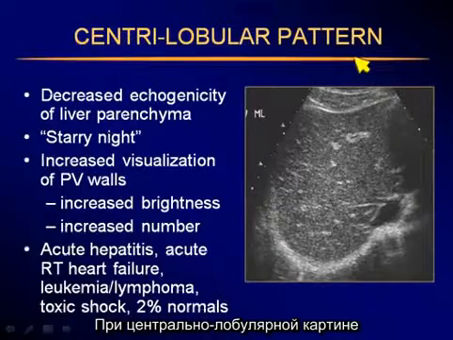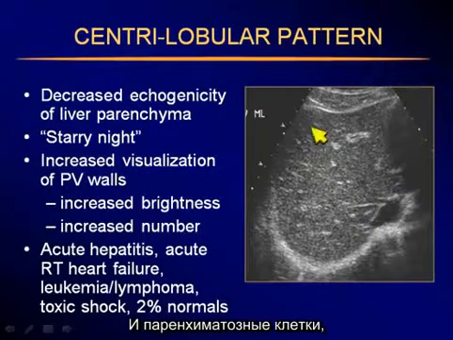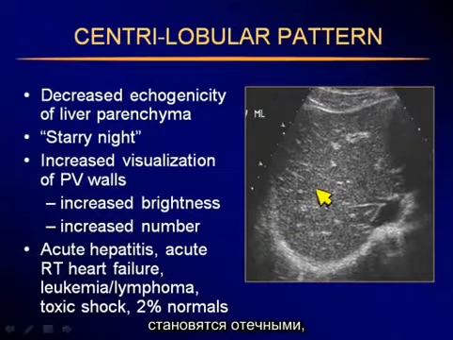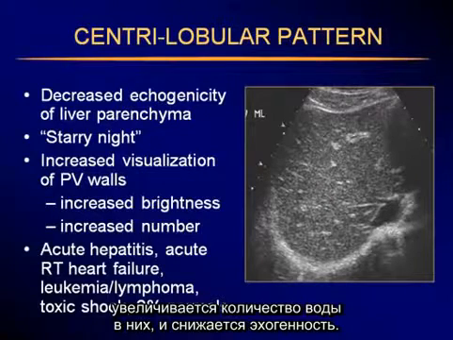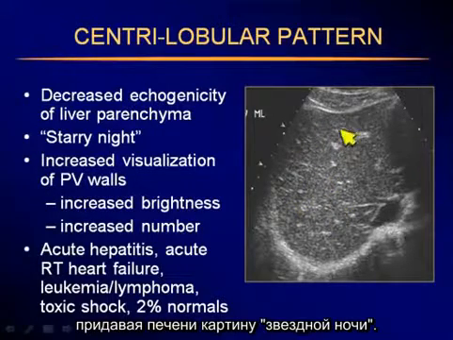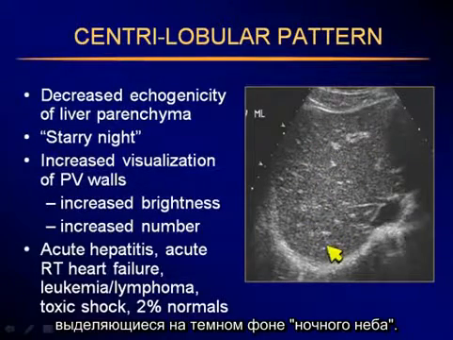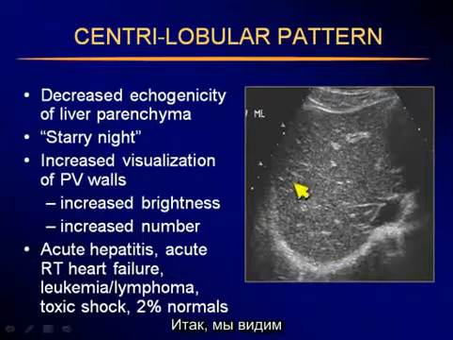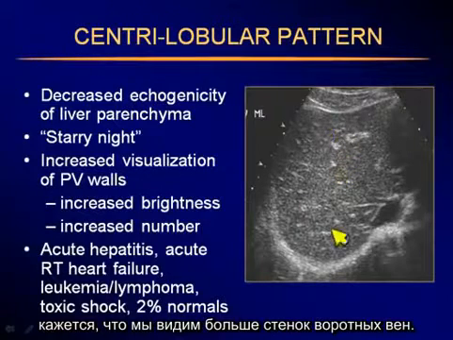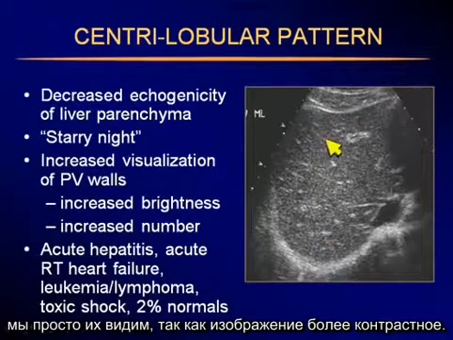In the centrilobular pattern, what happens is the liver is edematous, so that the parenchymal cells, the sinusoids, the hepatic cells become edematous, increase in water, drop their echogenicity, okay? And that makes the portal vein wall stand out, giving it a starry night appearance. So you have these bright walls standing out in a dark background of the night sky. So what we see is increased brightness of the portal vein walls, and we seem to have more portal vein walls.